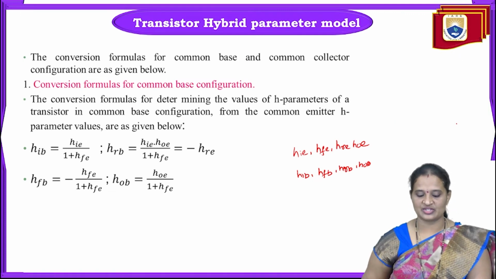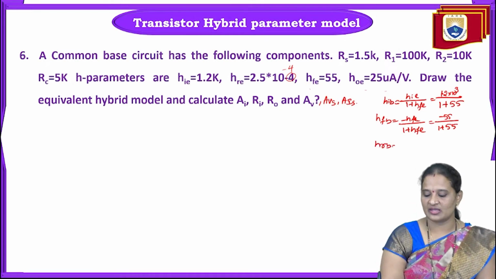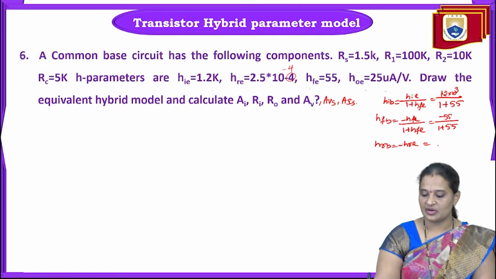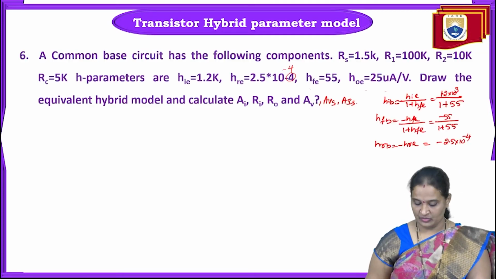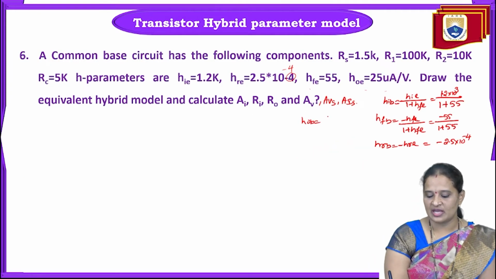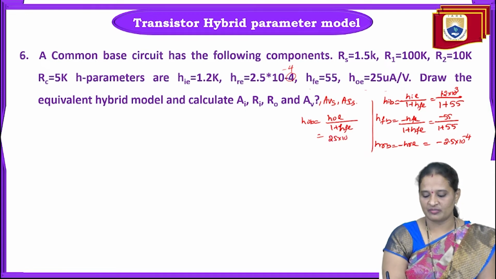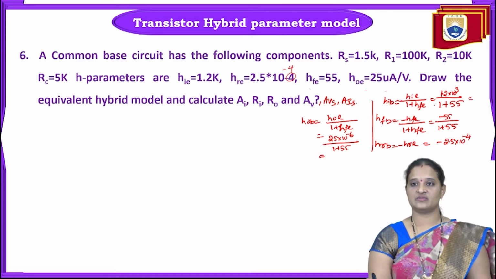Next, HRB. HRB is equal to minus HRE. So what is the HRE value? The HRE value is 2.5 into 10 to the power of minus 4, so HRB is minus 2.5 into 10 to the power of minus 4. And now coming to the HOB, HOE by 1 plus HFE. So what is the value of HOE? That is 25 into 10 to the power of minus 6 divided by 1 plus 55, because the HFE value is 55. Now let us calculate all these values here.